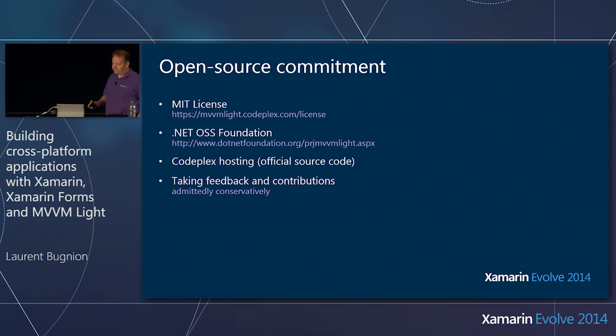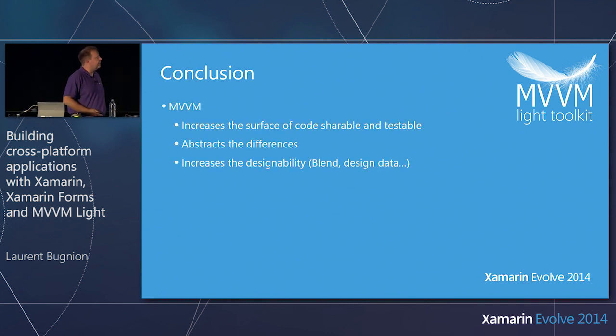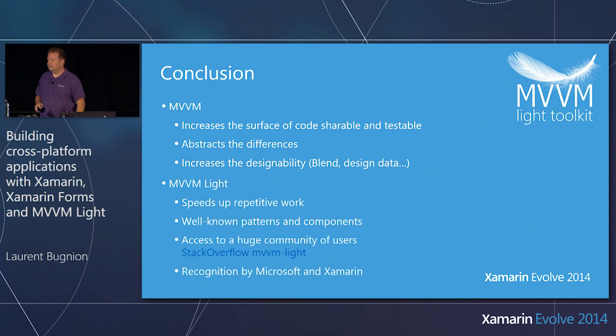In terms of conclusion, I think that I showed you that MVVM makes sense on Xamarin iOS and Xamarin Android as well as on XAML and Xamarin.Forms. It increases the surface of code that you can share and test, so it does help. It abstracts the differences, so it helps you to build your code with clearly defined roles. It also increases the designability, especially on the Windows side, but also with a few tweaks on the Xamarin side. And as for MVVM Light, it's going to help you speed up repetitive work and annoying work.